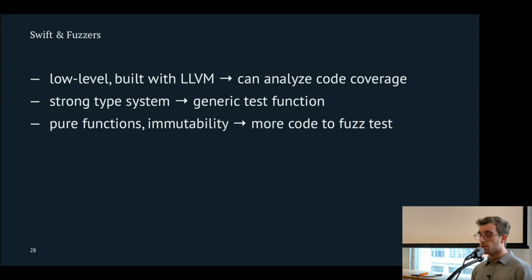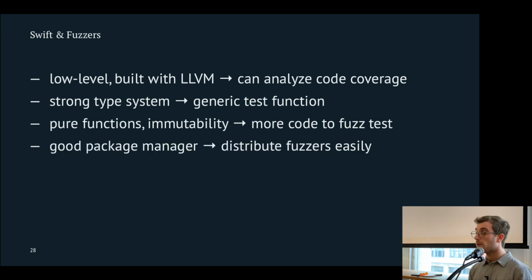The culture around Swift really values pure functions and immutability. A result of that is that there's just more code to fuzz test at every level. It could be the entire app or just a certain function that the app uses. And finally, it has a good package manager, and that makes it possible to distribute fuzzers really easily as regular packages instead of shipping them with a compiler.